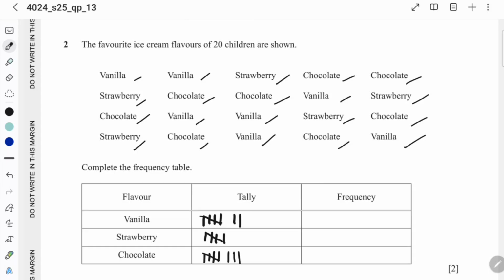Now we count how many tally marks there are and write down the frequency. These are 5 and 2, 7, and then 5 and 5 and 3, 8. So I'm writing down 7, 5, and 8, and the total is equal to 20. It means we didn't miss any number. This is of 2 marks.